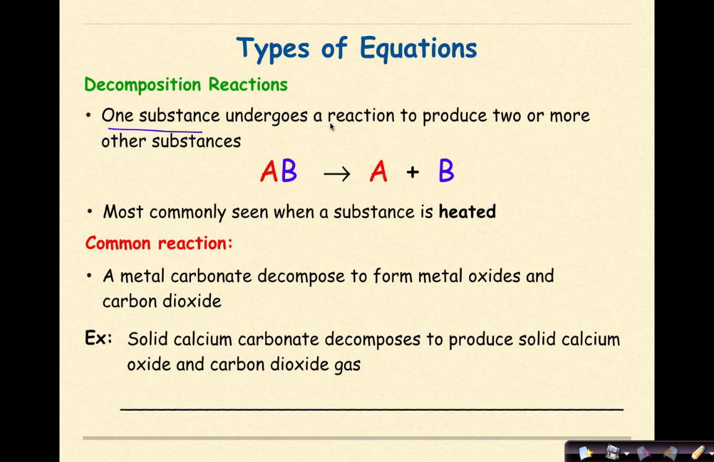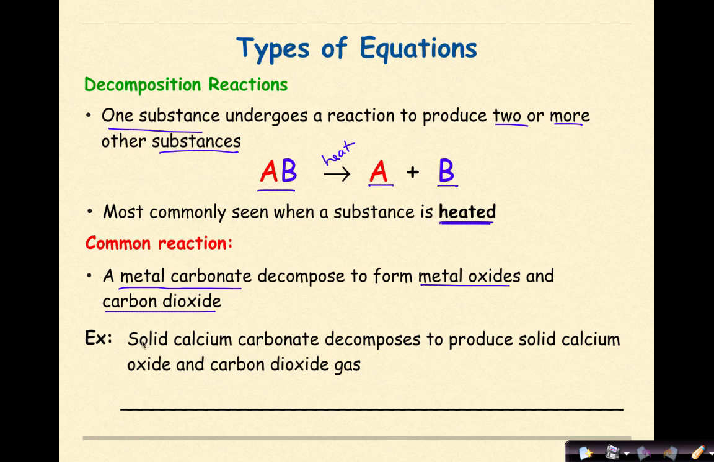Decomposition reactions. One substance undergoes a reaction to produce 2 or more other substances. Symbolically, we would represent this as AB yields A plus B. Most commonly seen when a substance is heated. So a lot of times you'll see over the top of this, heat or energy or something like that. Common reaction here, a metal carbonate decomposes to form metal oxides and carbon dioxide. So for an example, solid calcium carbonate decomposes to produce solid calcium oxide and carbon dioxide gas.